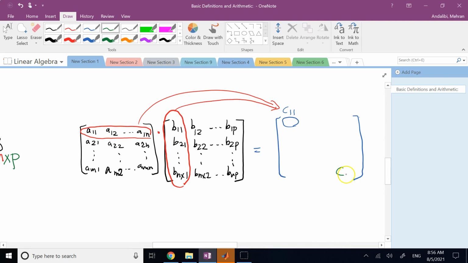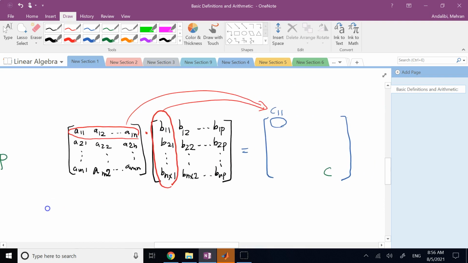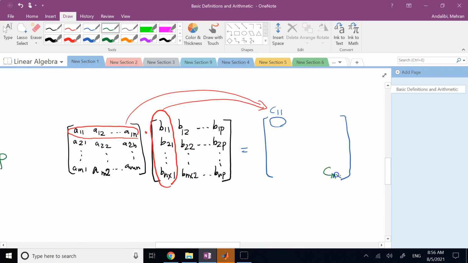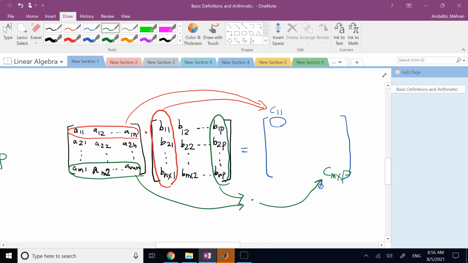Let's say, for example, you want the entry M by P in C, correct? What would you do? You take the mth row of A and the pth column in B. Again, you dot product them, and the result is going to go here.